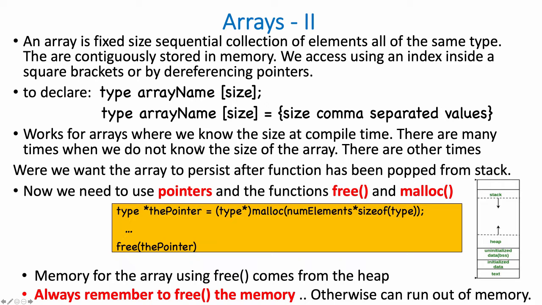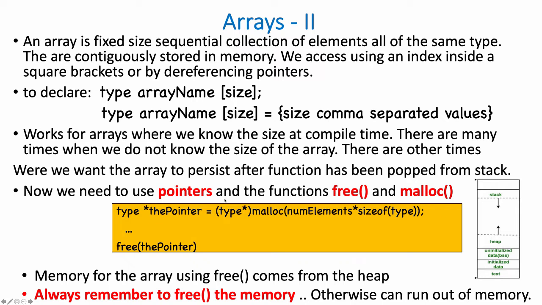Now this works where we know the size of the array at compile time, and there are many situations where we do not know the size of the array. And there are other times where we want to create an array inside a function, but we want the array to exist after the function has popped. Now this wouldn't happen if it's on the stack, so we need this array to be allocated from the heap.